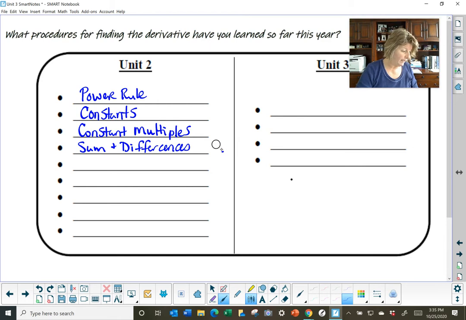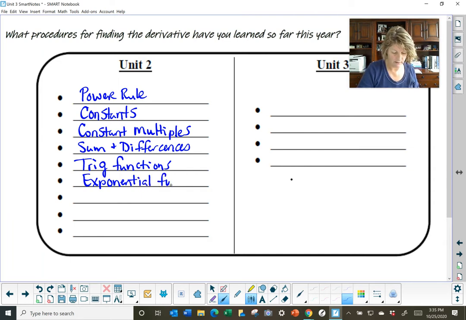From there, we picked up all those trig derivatives, the six trig functions, exponential functions, e to the x, a to the x, and I've got the logarithmic ones. So I'm just going to write logs. And then product rule and quotient rule. Man, we've learned a lot of stuff.